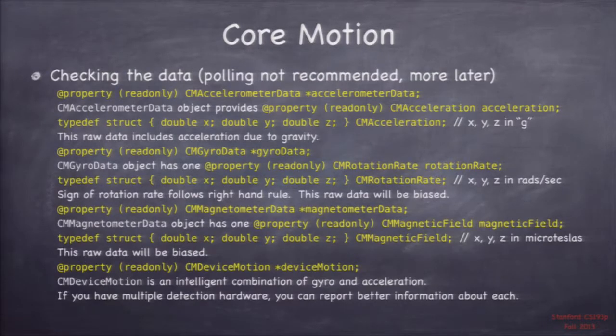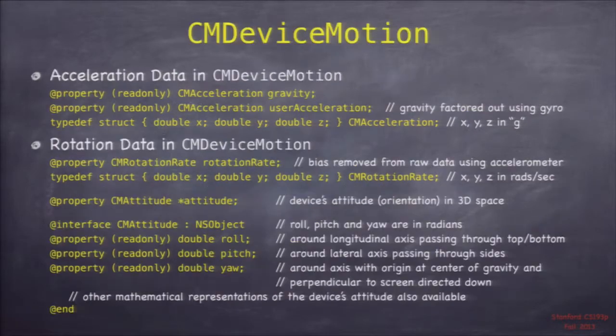So here's the polling thing. I have this slide. We're not really going to look at it, but for each of the things, accelerometer, gyro, magnetometer, and device motion, you can poll and say, what's the current state of this? But you don't usually do that. Now I'm going to talk about the magic thing, before we talk about posting the blocks on the queues, which is CMDeviceMotion.